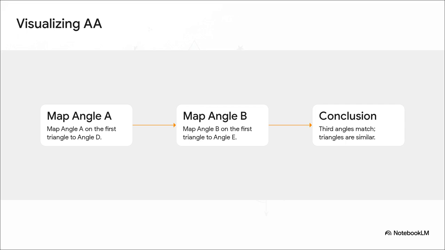You map angle A on your first triangle directly to the corresponding angle D on the second one. Step 2. You map angle B to the corresponding angle E. Because of that 180-degree rule we just talked about, step 3 is basically an automatic conclusion. Those third angles must also map perfectly onto each other. And because all corresponding angles are congruent, you have completely justified that these two triangles are similar.